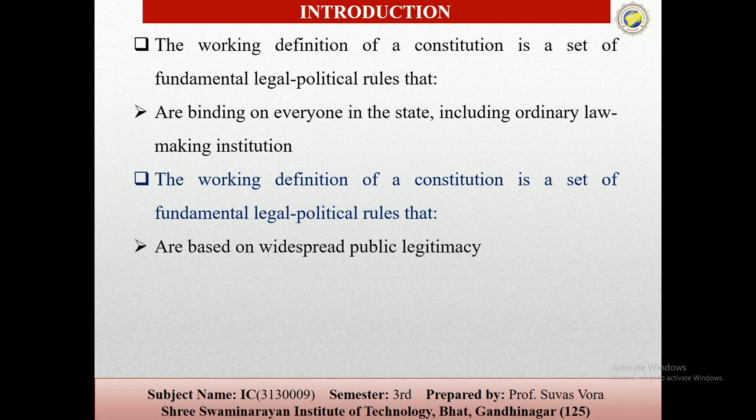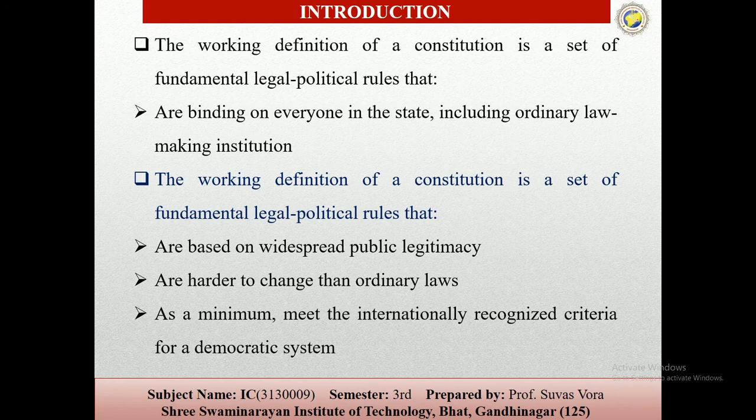So the working definitions are based on widespread public legitimacy, are hard to change, and ordinary laws as a minimum meet the internationally recognized criteria for the domestic system. उसके अंदर इंटरनेशनल्स दैन डोमेस्टिक्स और उसके सभी के लिए नियम्स है. यानी कि इस सब्जेक्ट में हम कॉन्स्टिट्यूशन यानी कि बंधारण पढ़ेंगे जहाँ पे अलग अलग क्राइटेरिया के हिसाब से और अलग अलग गुना के हिसाब से उसमें सबके हक के बारे में लिखा हुआ है, किस तरह से किन लोगों को कौन सा हक मिल सकता है.